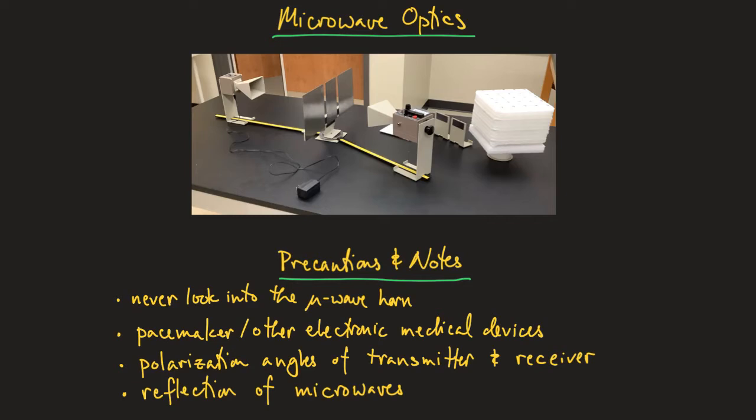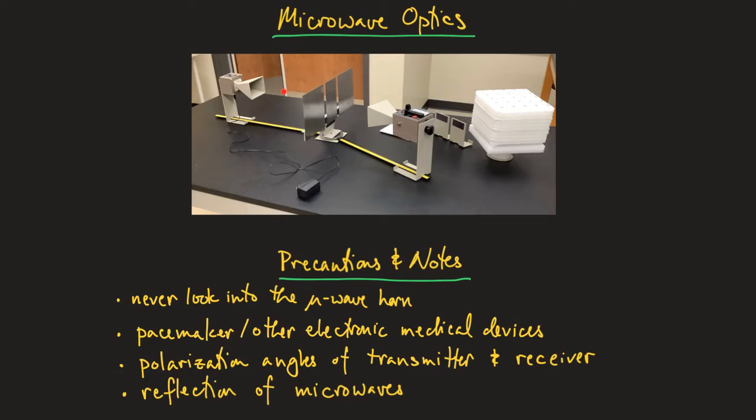Before we get started, I want to mention a few precautions and notes. We're going to be using microwaves, and the experiment is generally safe, but you do need to make sure that you don't put your head in the way of the transmitter horn here. So don't try to look inside the horn, and when you're making angular measurements down here, make sure that this is unplugged. Unplug the transmitter every time that you put your head down here to look at the scale. And as lab partners, you need to try to help each other to remember to do that.